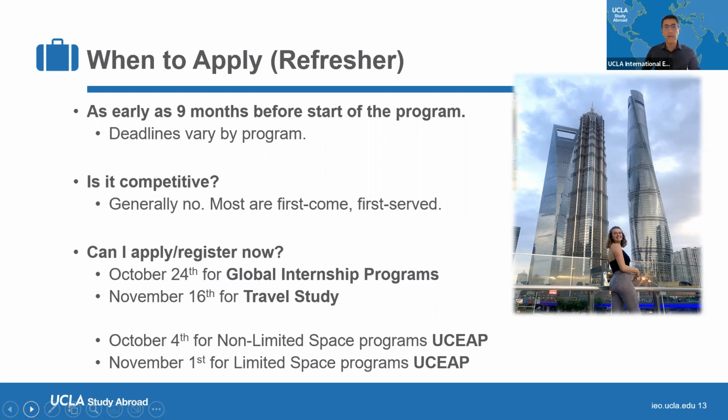When can I apply or register? For example, if you're interested in the special summer global internships program, the opening date is not until October 24th. If you're interested in the summer travel study program, you would have to wait until November 16th to register. And for UCEAP, there are 2 dates. The first one is October 4th for programs that do not have any issues with space, and November 1st for limited space programs.